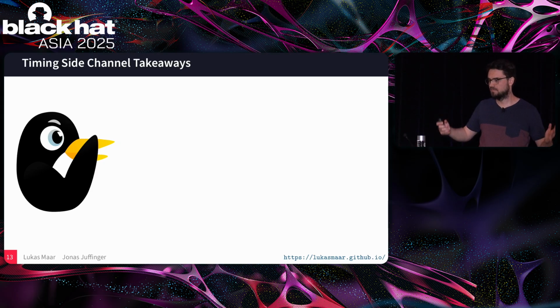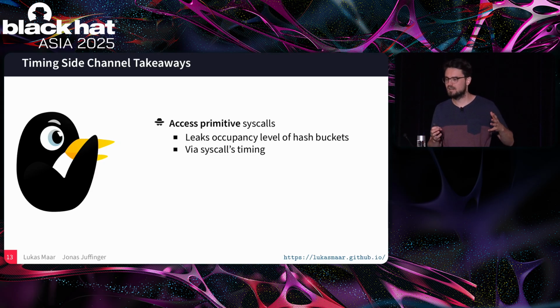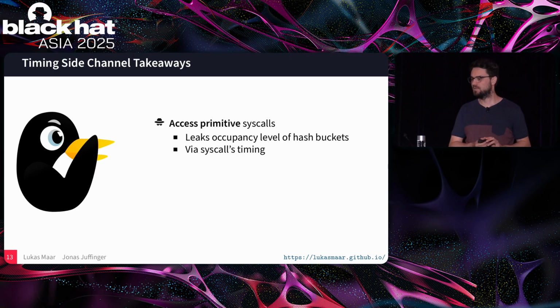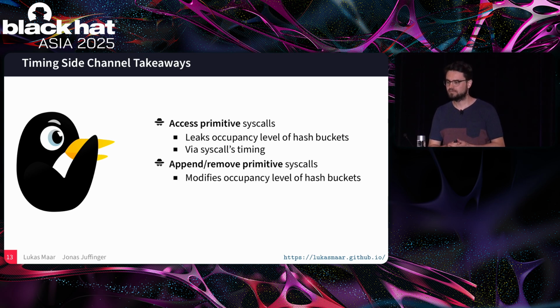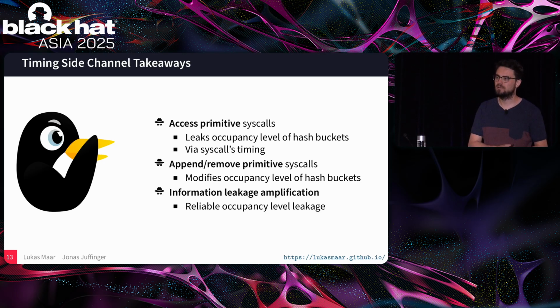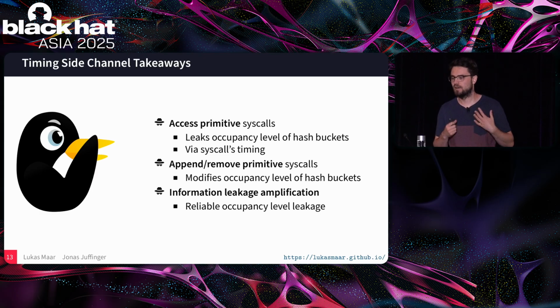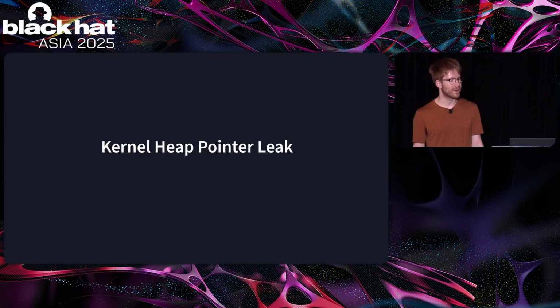Okay, this was the first part of our presentation, the basic side channel. Let's reiterate what we saw. So we have these access primitive syscalls that leak the occupancy level of hash buckets through the timing. And then we have some append and remove primitives that allow us to modify these kernel structures, the hash buckets, from user space. And we are able to amplify the leakage wide enough so that we can actually measure this from user space pretty much perfectly without any false positives or false negatives. Nice. Okay, then let's continue.